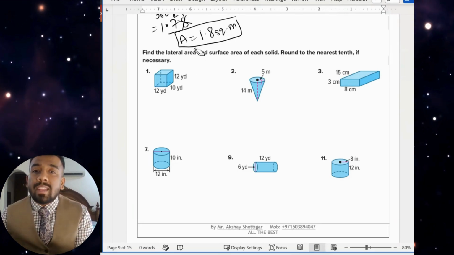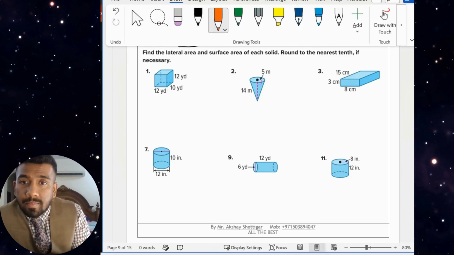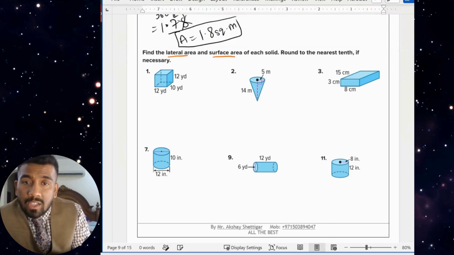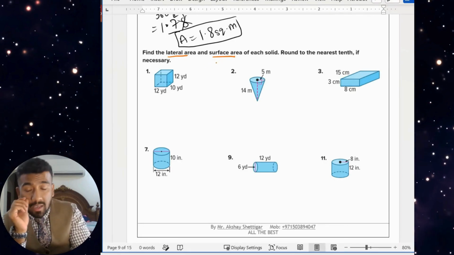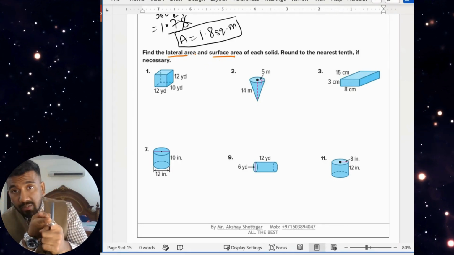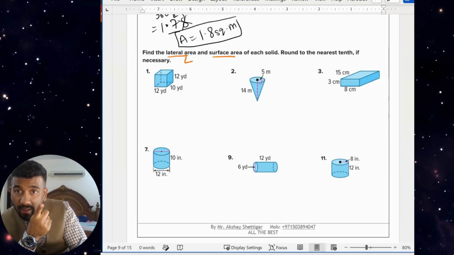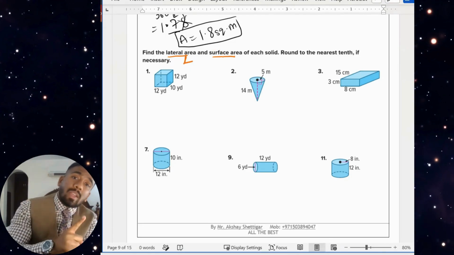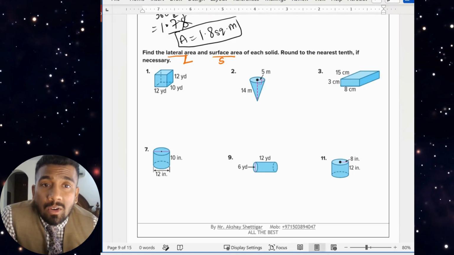Find the lateral area and the surface area of each solid. Now you see lateral area and surface area are two different areas, but they're all related. First, always find the lateral area, that's your L, and using this L, you can find the surface area, that's S. Okay, and now to the nearest tenth.